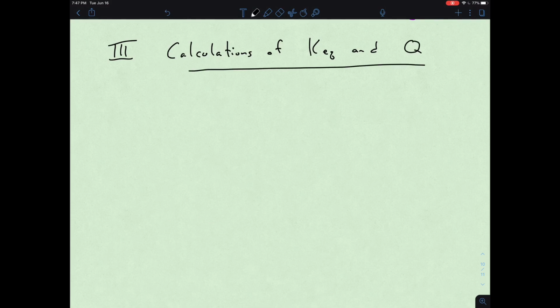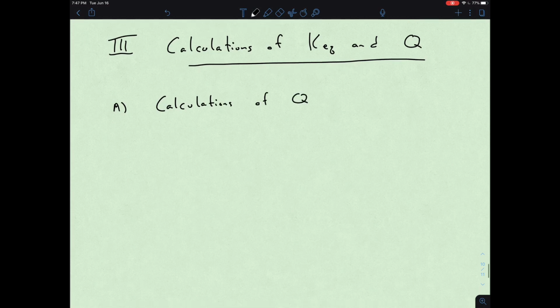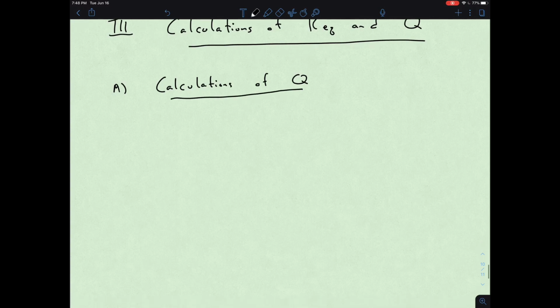Let's now look at calculations of Keq and Q. And let's first start off with calculations of Q. And so let's do an example of this idea.